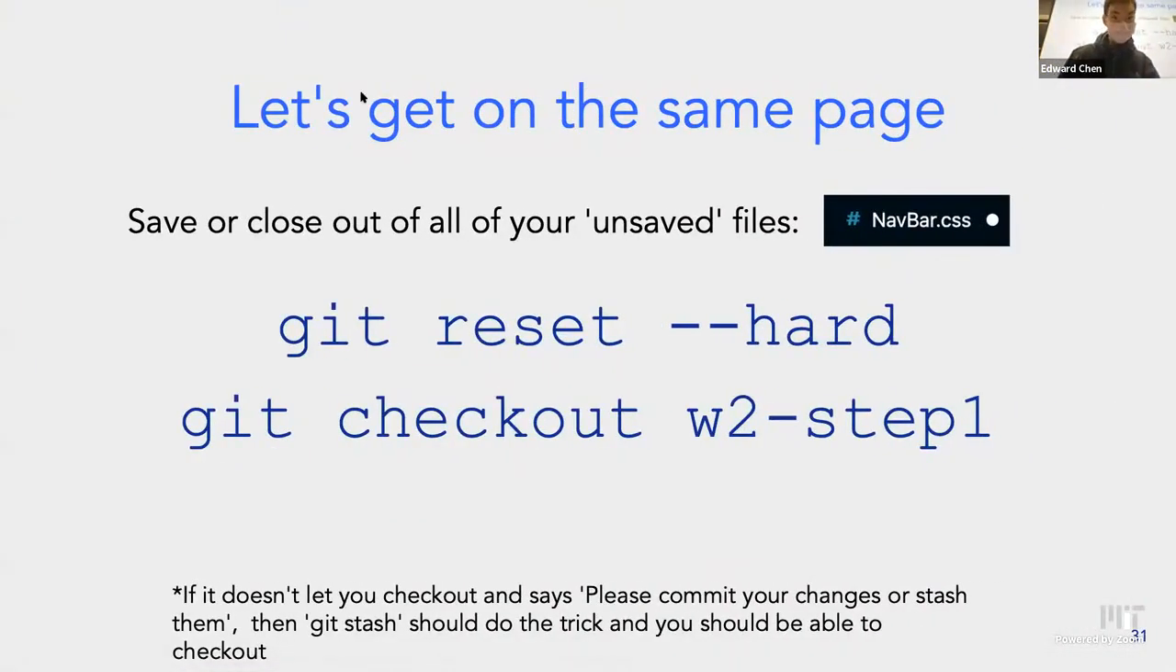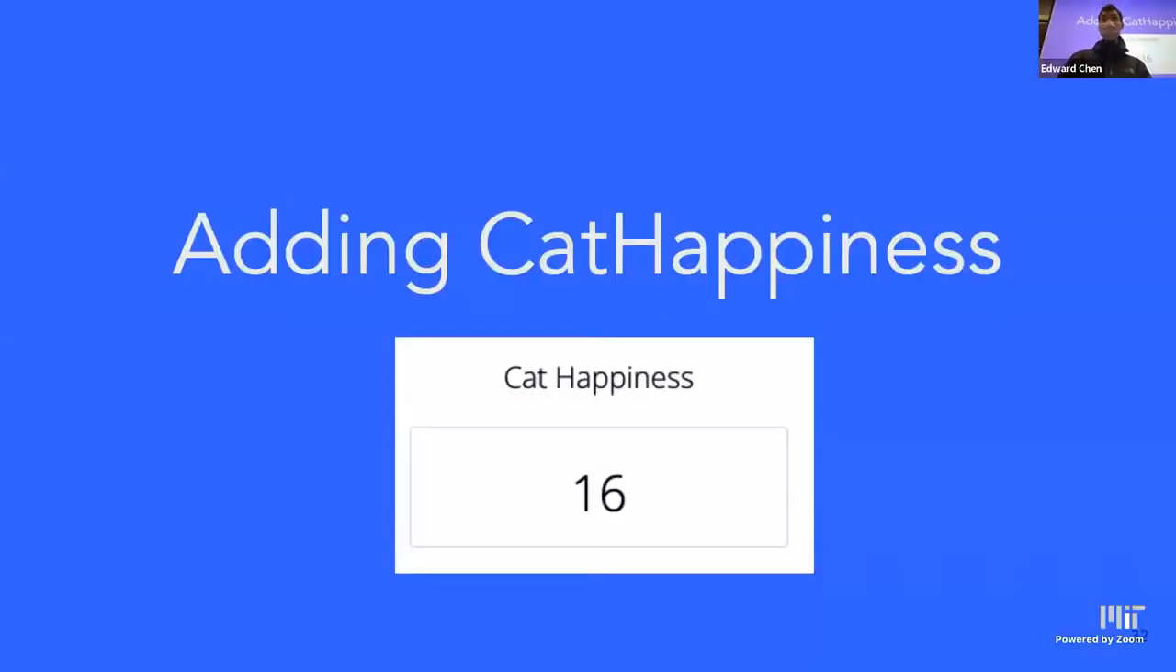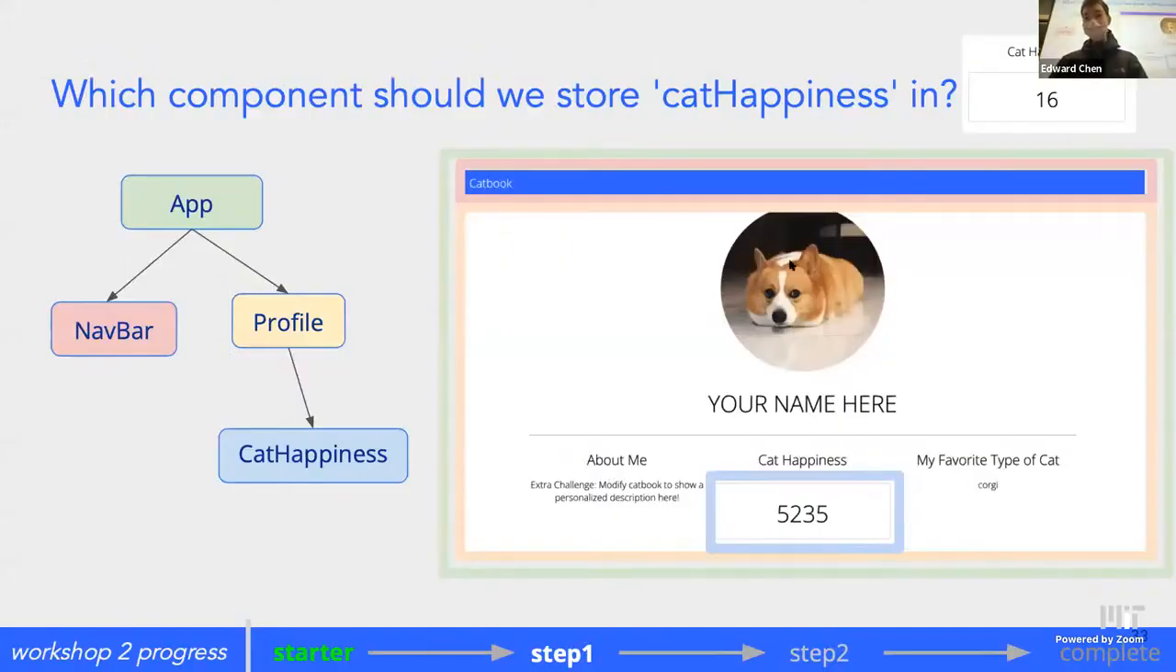So let's continue on. The exciting thing about this Catbook compared to your Monday Catbook is that we now have this new function called cat happiness. And cat happiness is literally just the text cat happiness above a box with a number in it. And that number increases every single time you click on the image of this corgi here. So we have to think about how we want to store cat happiness. First off, we store cat happiness as a state, right? Because that's how we store information within components. And the question is, in which component should we store this cat happiness state?